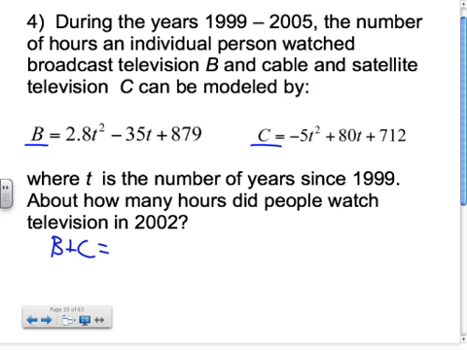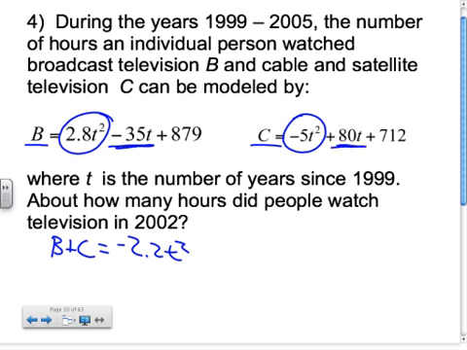So when I add these two things together, I'm going to kind of combine it all in one step. So I have 2.8 T squared, negative 5 T squared. 2.8 plus negative 5 leaves me with negative 2.2 T squared. And then I have negative 35t, positive 80t. When I add those two things, I have negative 35 plus 80. I get 100. Oh, that's wrong. I apologize. I have negative 35 plus 80, which is positive 45t.